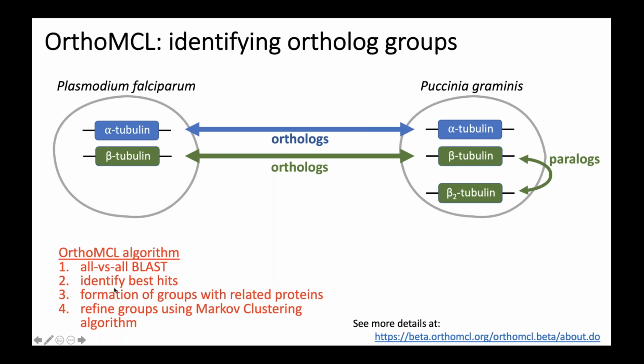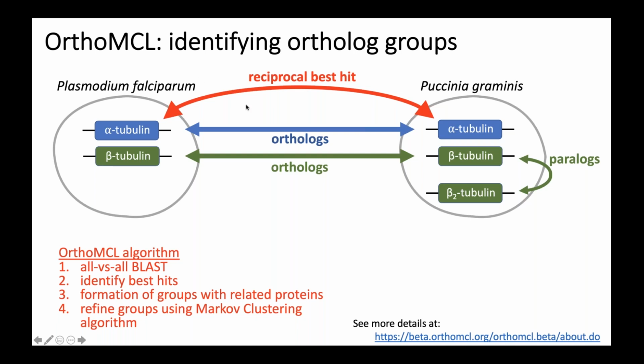Then we take all of that information and form groups of related proteins, and then we refine those groups, because they end up being really, really huge. So we use the Markov clustering algorithm to break up those groups into very similarly related proteins. There are more details at the About page on OrthoMCL, and I'll point to a couple of papers that describe the OrthoMCL algorithm in more detail.